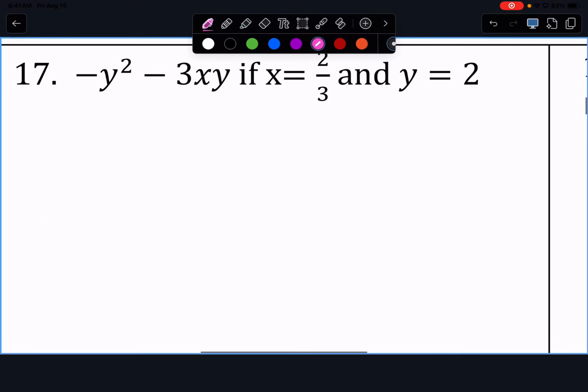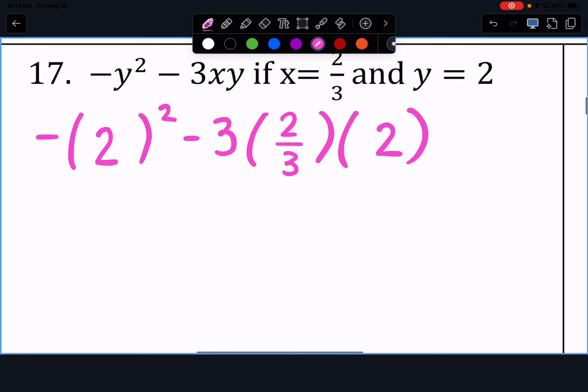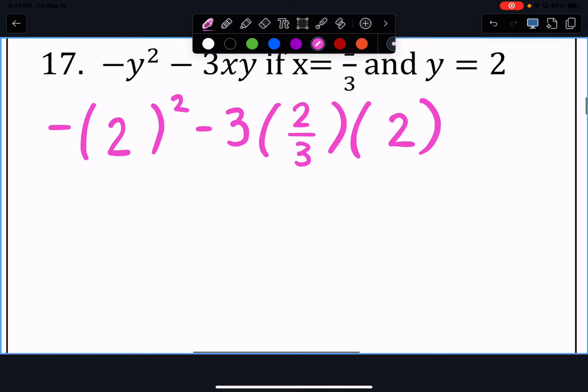So for 17, we have a negative y squared minus 3 times x times y. What can I plug in for y? 2. And what do I plug in for x? Okay, so what should I do first here? The exponent. So 2 squared is 4. Does this negative get squared? No, it doesn't. It stays outside, so we're going to do negative 4.